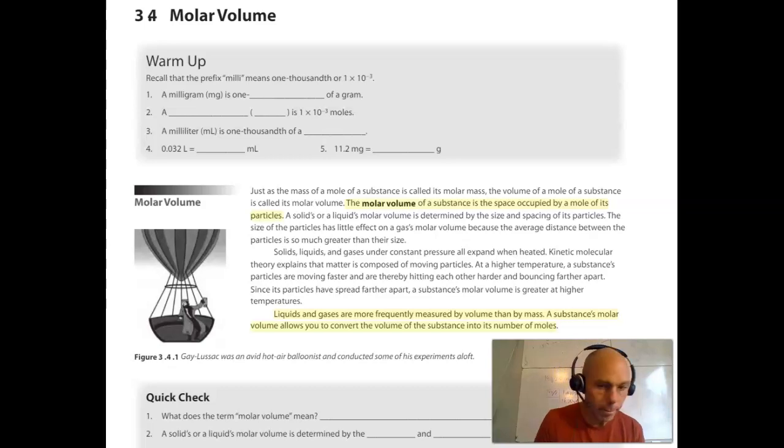We are on page 134 of your ebook. We're on section 3.4, molar volume. And here we go. The first thing I'm going to point out is this sentence here, which says the molar volume of a substance is the space occupied by a mole of its particles. As its name implies, it's the volume of a mole. Much like molar mass is the mass of a mole, molar volume is the volume of a mole.